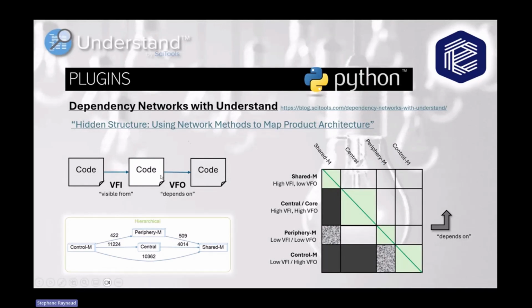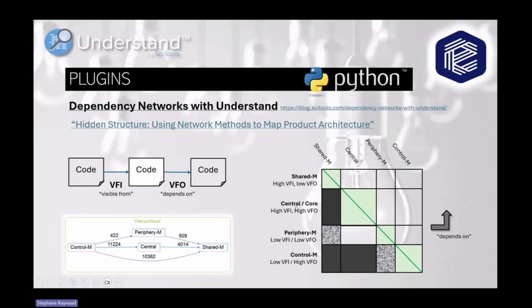So the idea is if you take a piece of code, you can grade that code with a VFI number and a VFO number. A VFO number is, simplified, how many files are dependent on me. A VFI is how many files I depend on. Then you group source code into 4 different blocks: core, periphery, control, and shared, based on whether they have a high or low VFI and VFO.